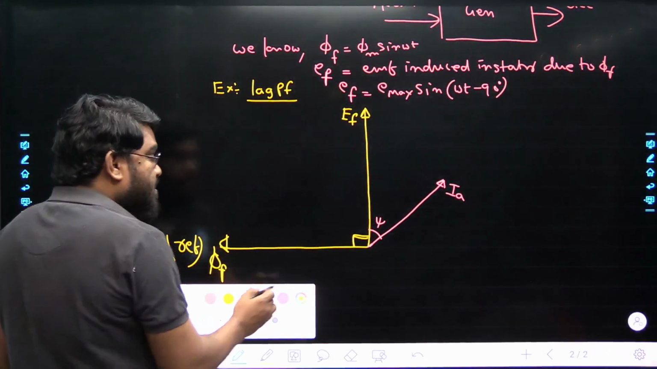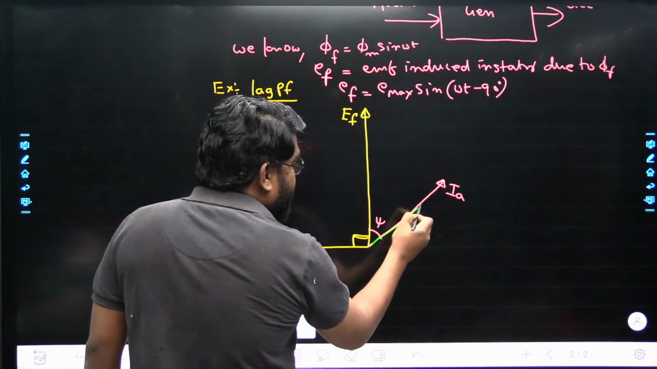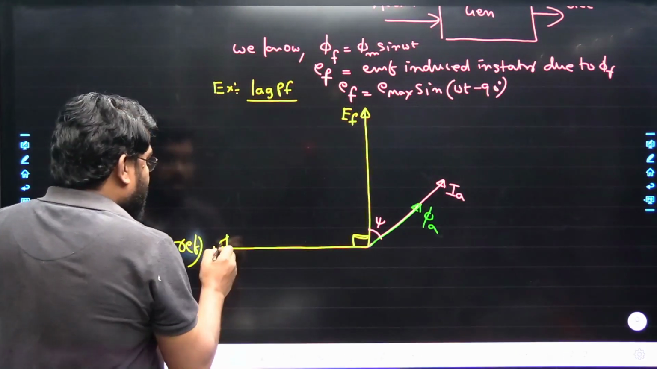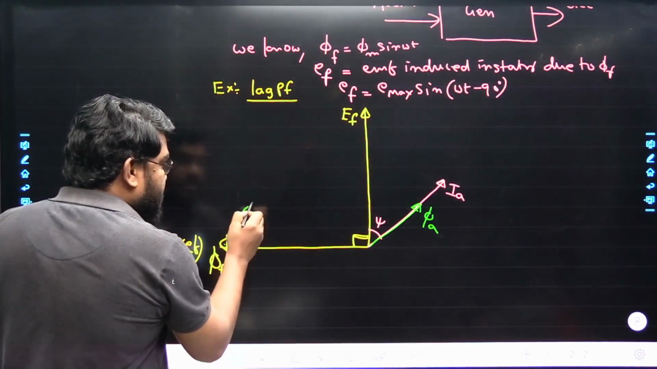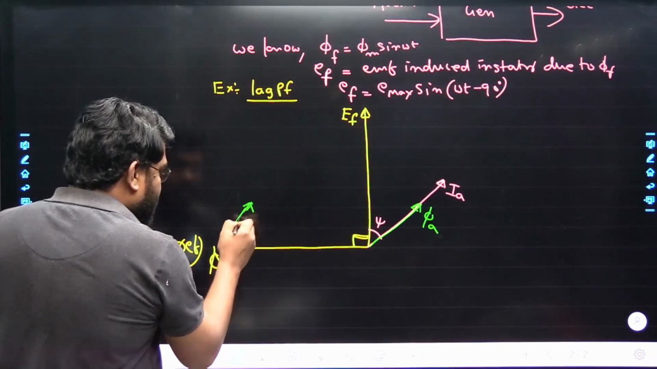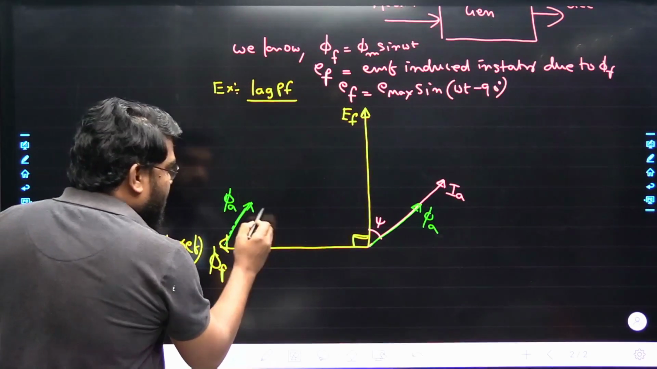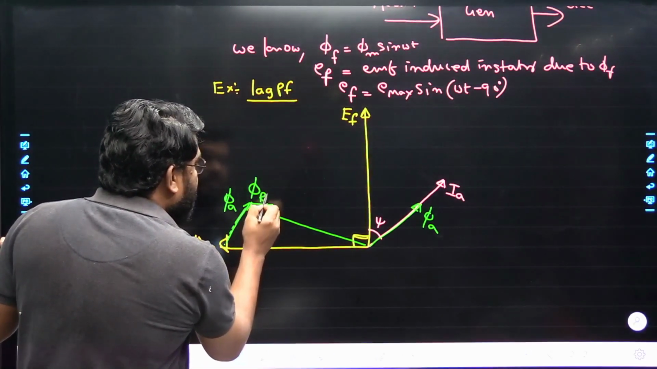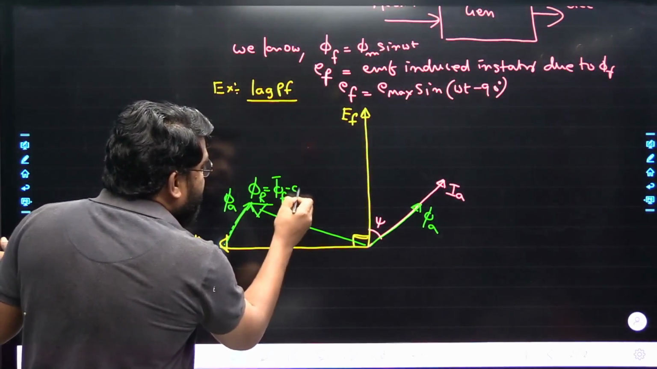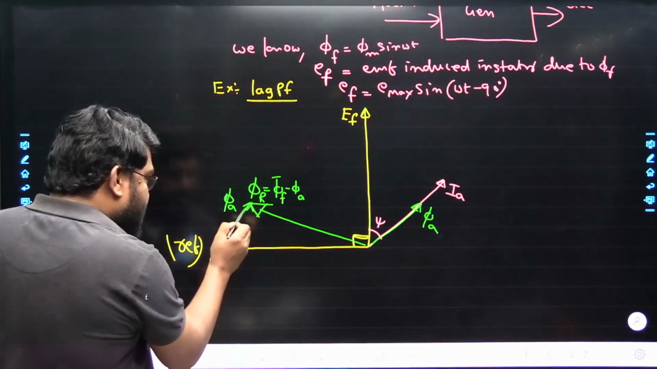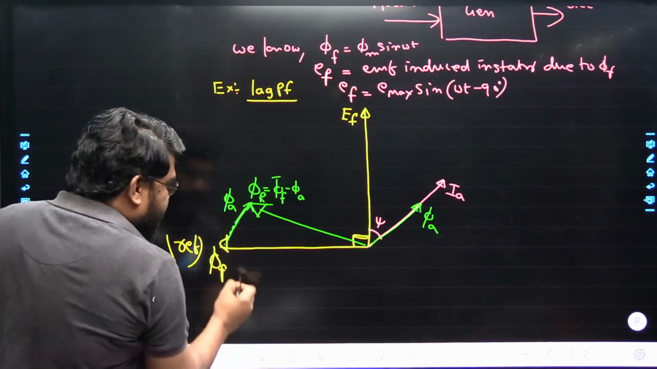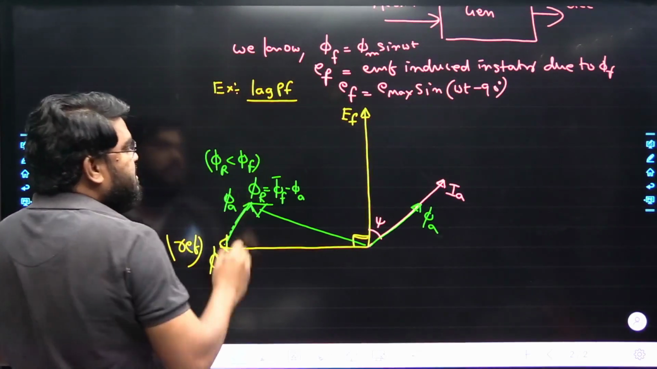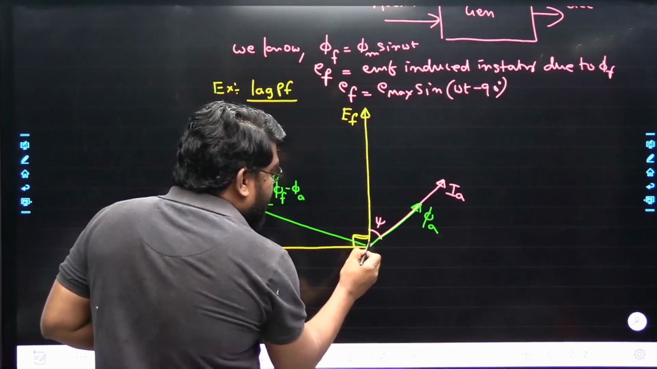Now what about the armature flux? This is the armature flux phi A, in phase with the armature current. The resultant flux phi R is equal to phi F minus phi A. So this resultant flux is less as compared to the field flux, definitely.